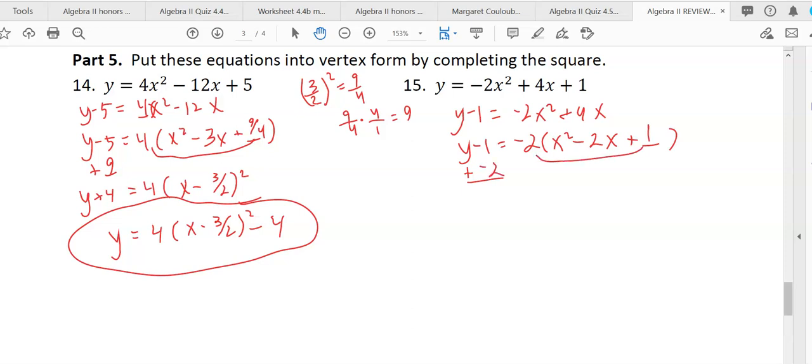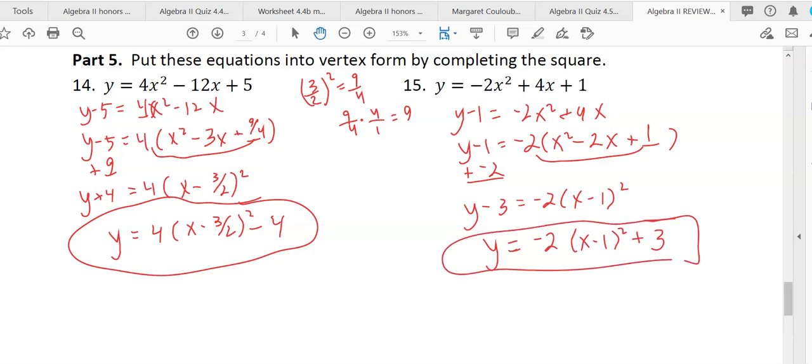Subtract 2 because that negative 2 is being multiplied, so you get y minus 3 equals negative 2 times (x minus 1) squared. Okay, last step, add 3 to both sides: y equals negative 2 times (x minus 1) squared plus 3. And you've got it in vertex form.